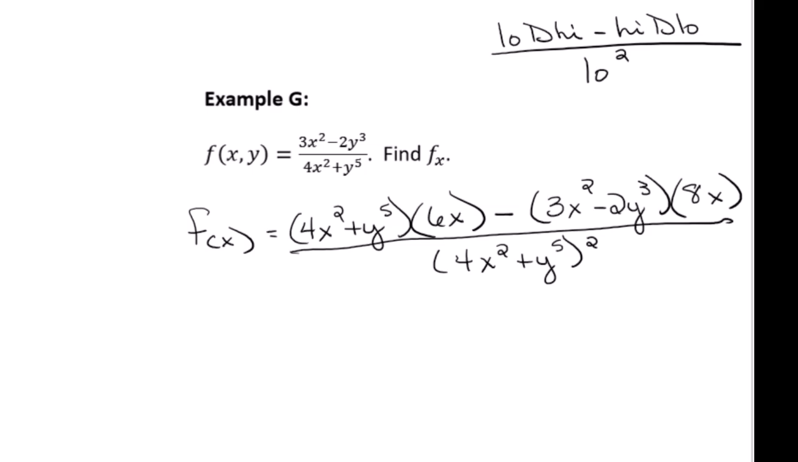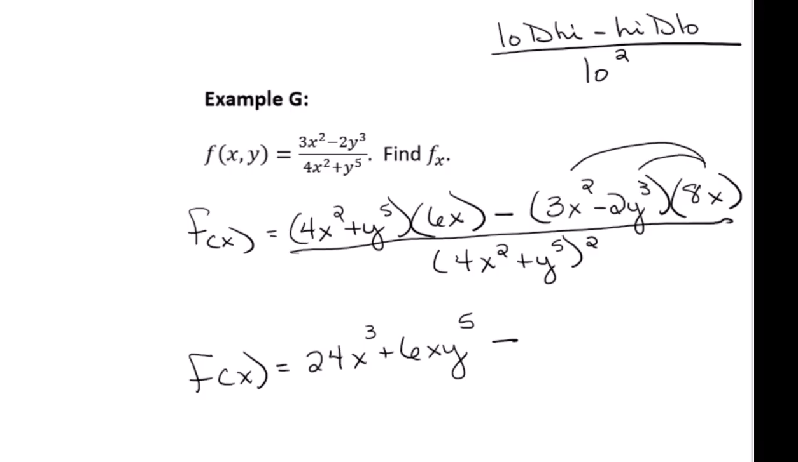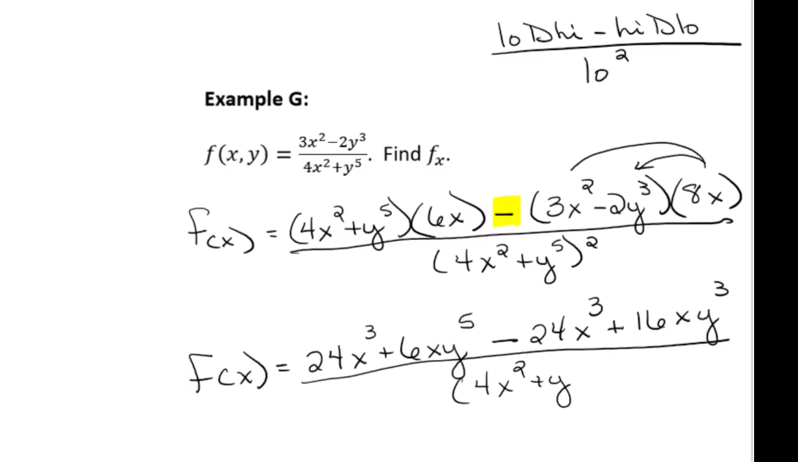Now we can simplify the top. I would leave the bottom squared. We distribute, giving us 24x cubed plus 6xy to the 5th. Again, we're distributing the 8x over here, but it is with a negative, so signs are going to change. We get a -24x cubed. -2 times 8 will give us a -16, but again, we're distributing that negative so that negative 16 will become a positive 16xy cubed, all divided by our denominator squared.